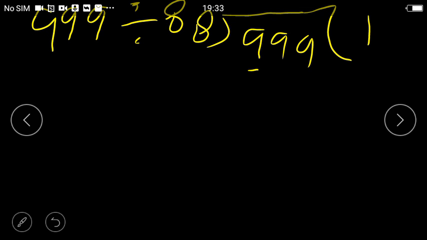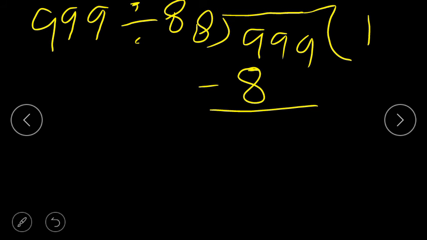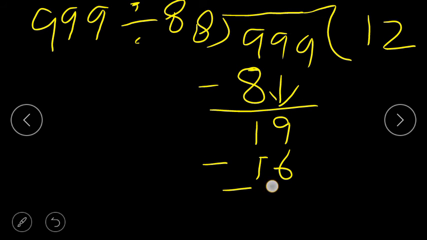Okay. So 8 ones are 8. 9 minus 8, 1. Now you have to bring this 9 down. Do it neatly. Okay. Now read the table of 8. 8 ones are 8, 8 twos are 16, 8 threes are 24. So 24 is more than the number 19. So you have to go 2 times only. 8 twos are 16. You can write the table. Always write the table and do it. Okay. Now 19 minus 16, that is 3.